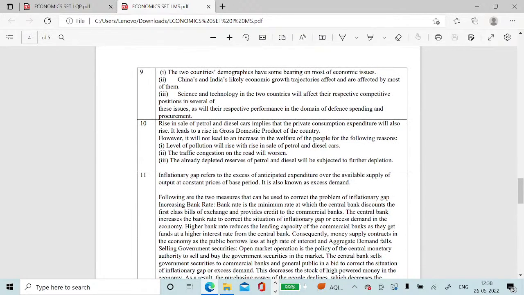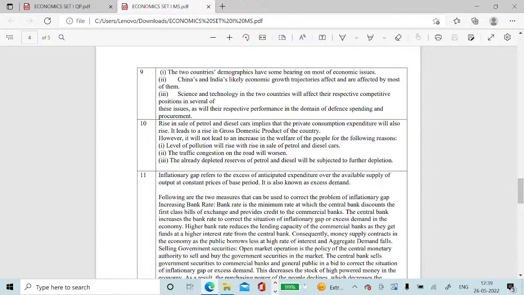Answer 9. First, the two countries' demographics have some bearing on most of the economic issues. Second, China's and India's likely economic growth trajectories affect and are affected by most of them. Third, science and technology in the two countries, which affect their respective competitive positions in several of these issues, as will their respective performance in the domain of defense spending and procurement.